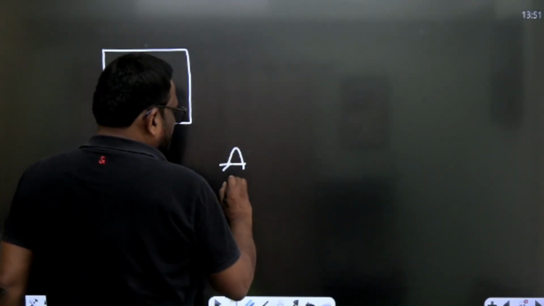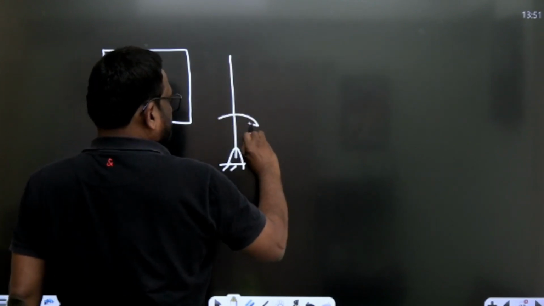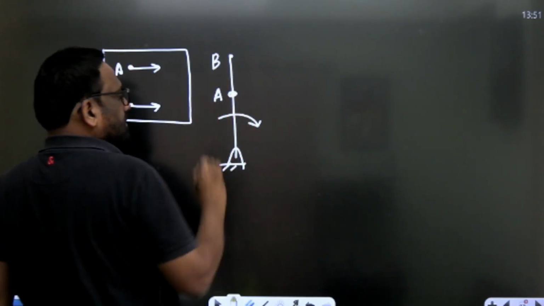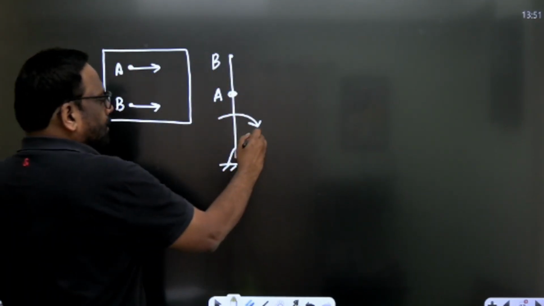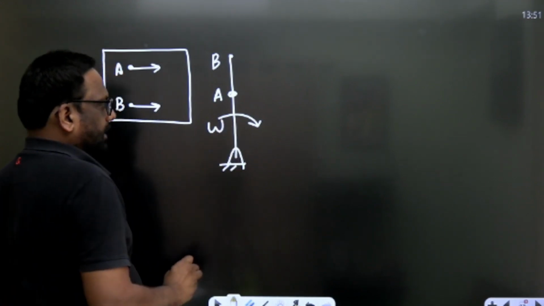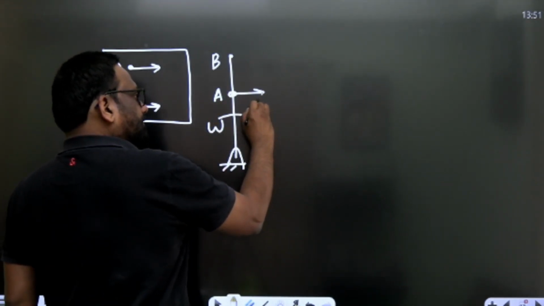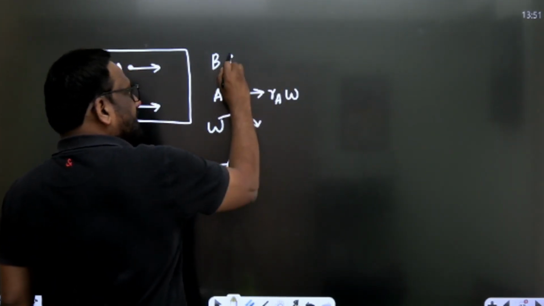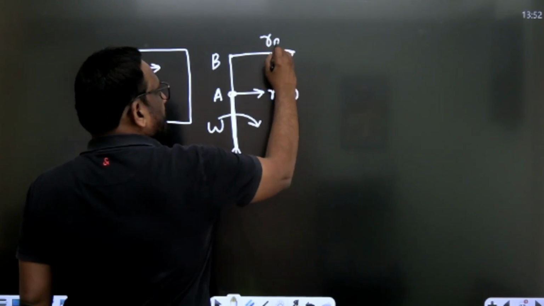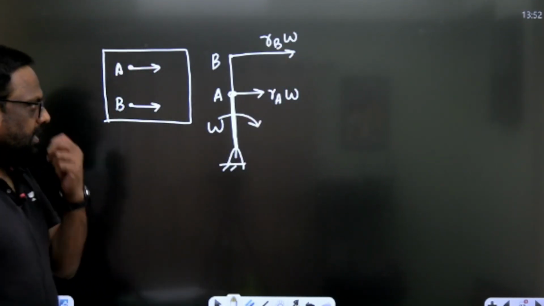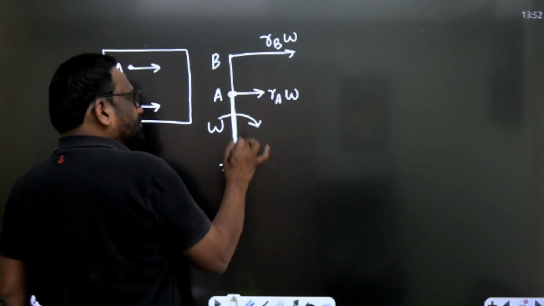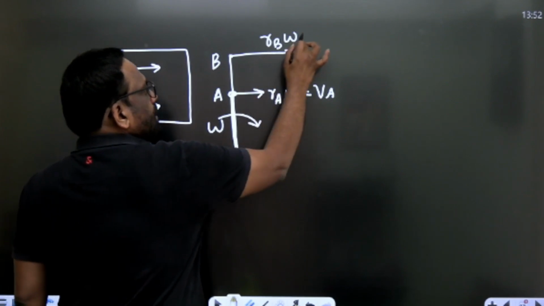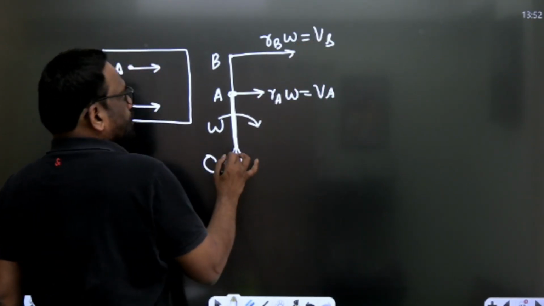Now suppose the link is rotating. Let this be point A and let this be point B. Okay, now let the link rotate at omega. So here the velocity will be this length RA into omega. Here the velocity is RB into omega. Now, this is the absolute velocity of A, with respect to this point. This is the absolute velocity of B, with respect to this point.